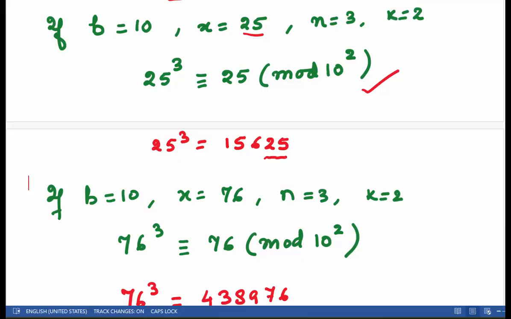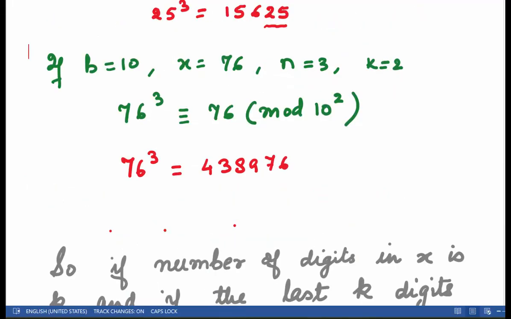Take another example. If b is 10, x is 76, n is 3 and k is equal to 2, you can see again the above congruence 76 cube is congruent to 76 mod 10 to the power 2.